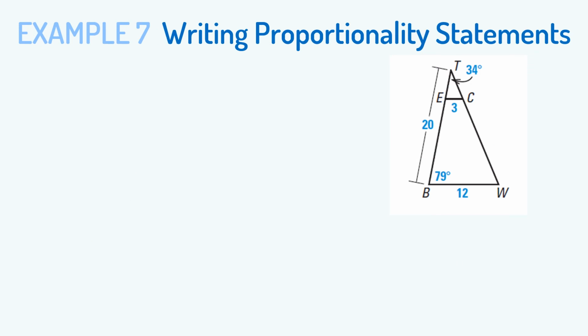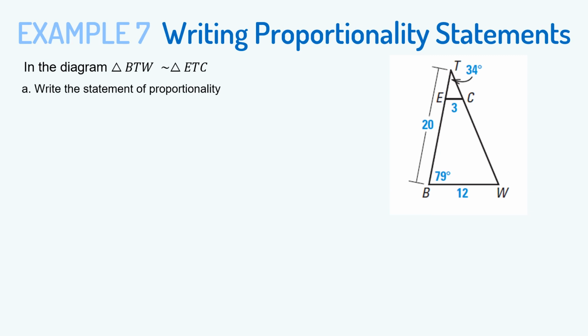And let's see the last example of this lesson. In this example, we're going to write proportionality statements. In the diagram, the triangle BTW is similar to the triangle ETC. And what we need to do in A is to write the statement of proportionality. So, in here, we have the following. I see that the side ET corresponds to the side BT of these two triangles.